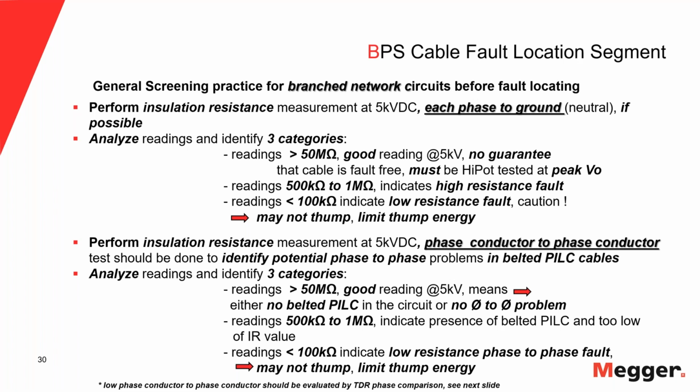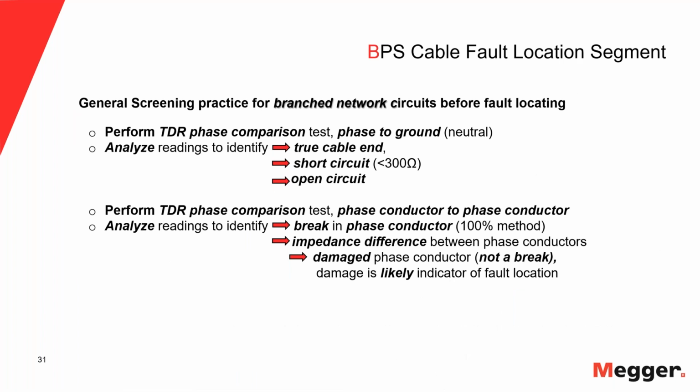Now, if you have a lower reading phase to phase, that means there is something going on between the phases. In addition, since we did the phase to ground test before, we can also look at the phase to ground results and see whether that phase to phase problem translates into a combination of phase to phase and phase to ground issue. And again, if we have really low readings, then we have to be very careful in terms of how we apply energy to that fault.